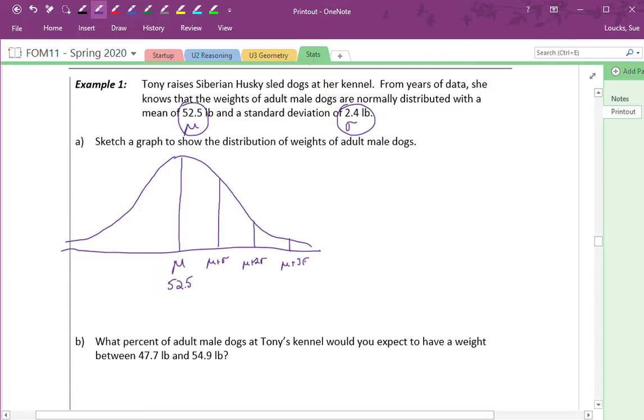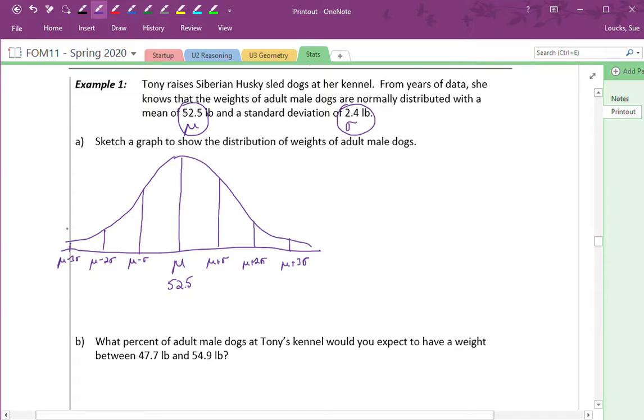Whoops, not much of a sigma. There we go. And then the same thing on the other side. 1, 2, 3. That was not very symmetrical, was it? But that's okay. This is just a sketch, okay? This is mu minus sigma, mu minus 2 sigma, and this one is mu minus 3 sigma. Okay, so that's minus 1 standard deviation, 2 standard deviations, and 3 standard deviations. And then we're going to put some numbers in here.